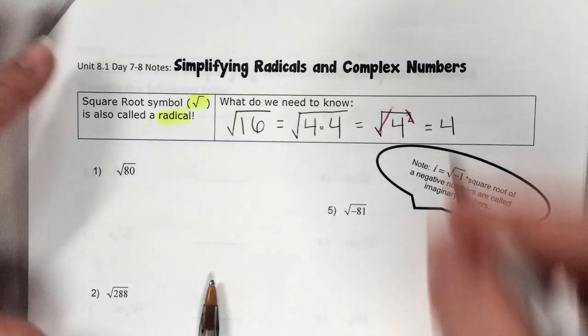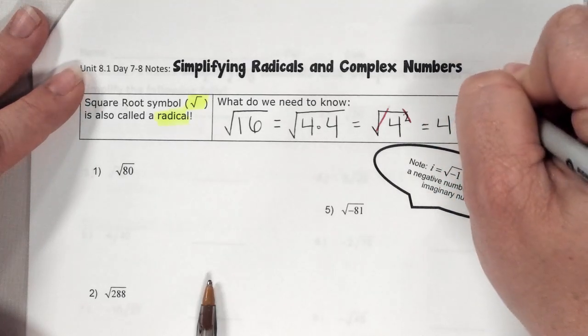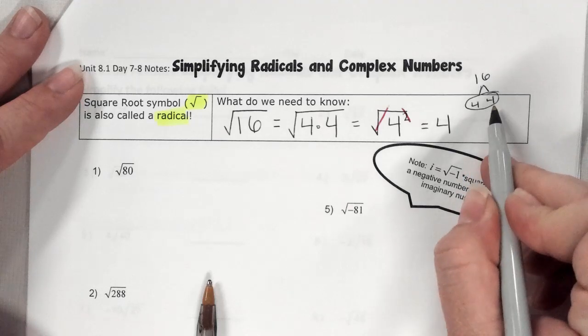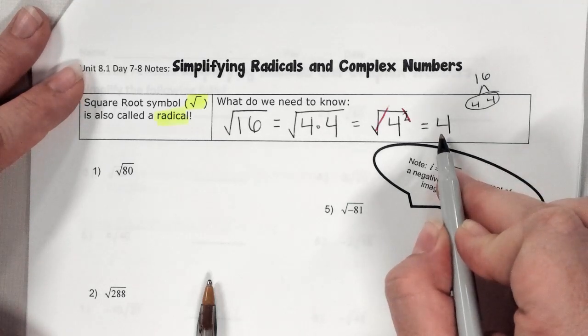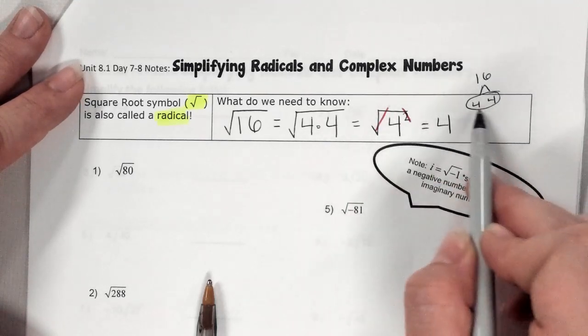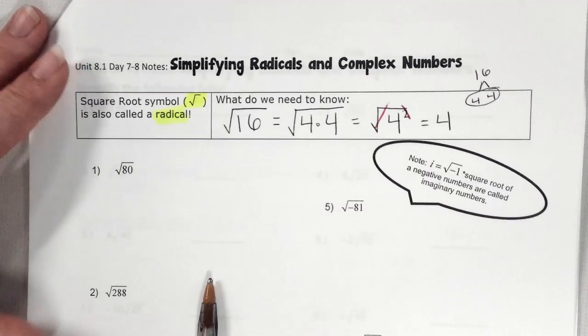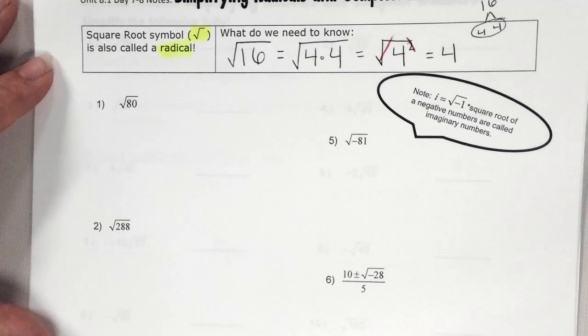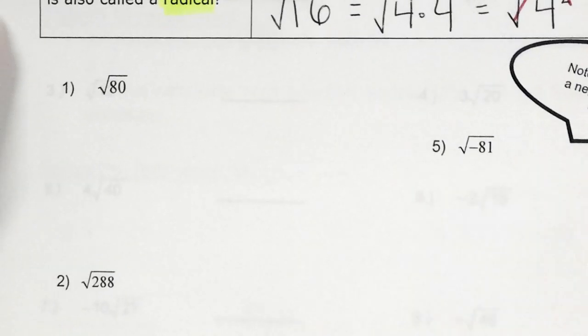Okay, so when we do our factor tree, we know that it's 4 and 4, and I circled both, but you see how only one came out? It's because the square root canceled the squared, the double, okay? So knowing that, we're going to look at number 1. We're doing our factor trees.